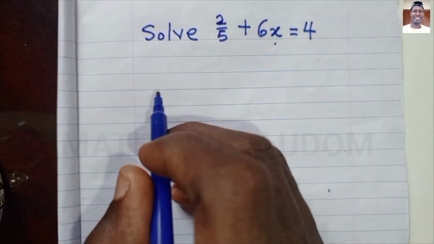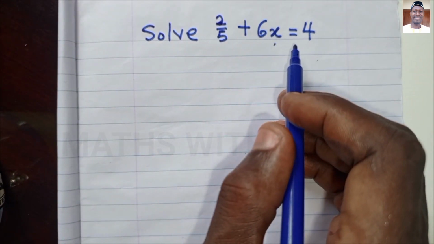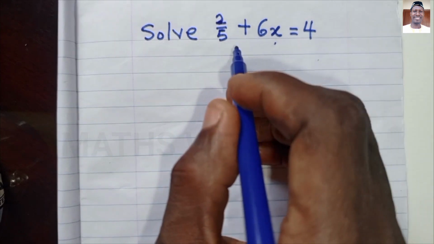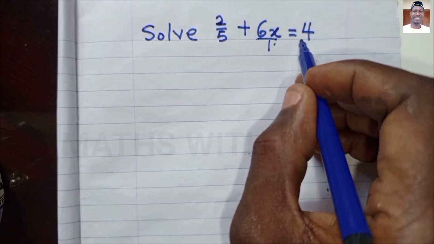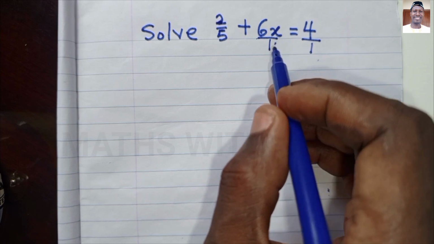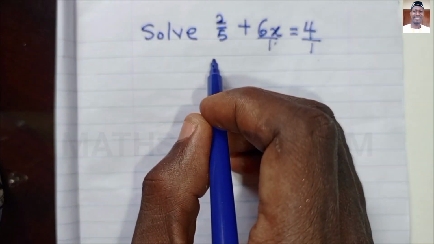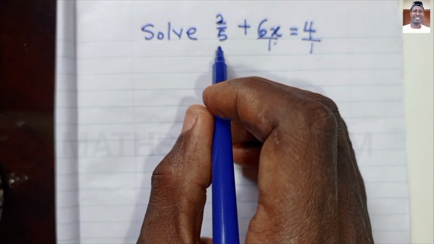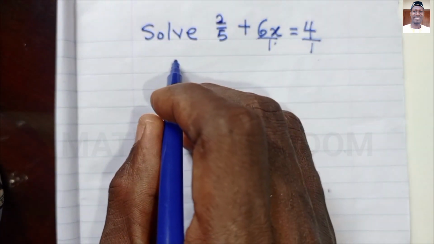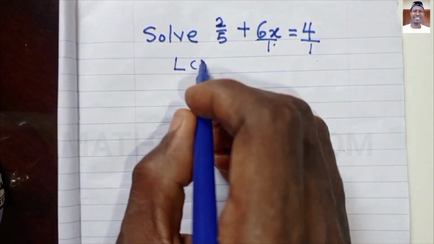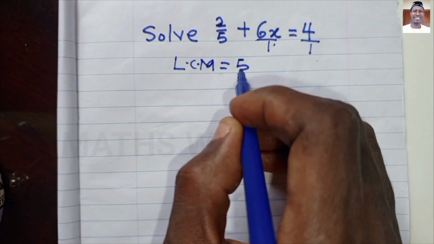Hello, we have to solve this equation. 2 divided by 5 plus 6x equals to 4. So the first thing to do here is to introduce over 1 and divided by 1 here, because all numbers can be divided by 1, which still gives us the same number. So we have the denominators are now 5, 1, and 1. So what is the LCM of the denominator? The LCM of all the denominators is equal to 5.